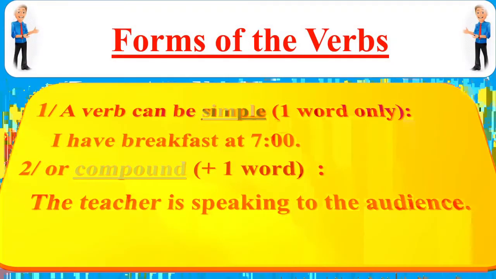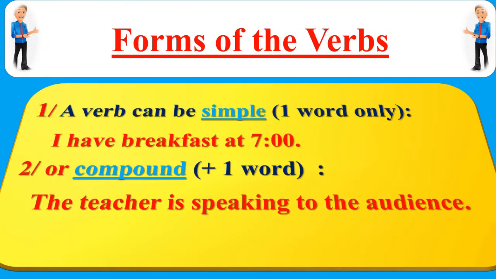Verbs can be either simple or compound. A verb can be simple, meaning that it is composed of one word. For example, I have breakfast at 7 o'clock. Or compound, meaning that it can be composed of more than one word. The teacher is speaking to the audience.